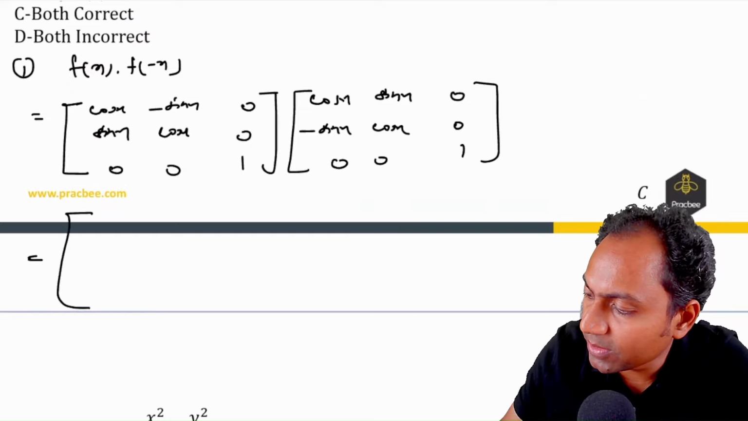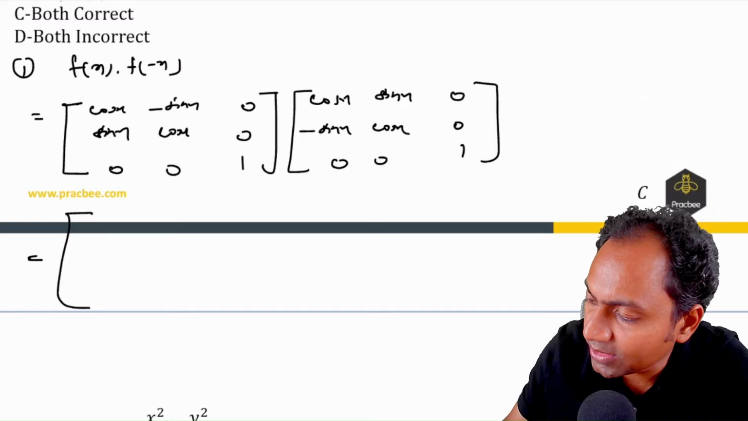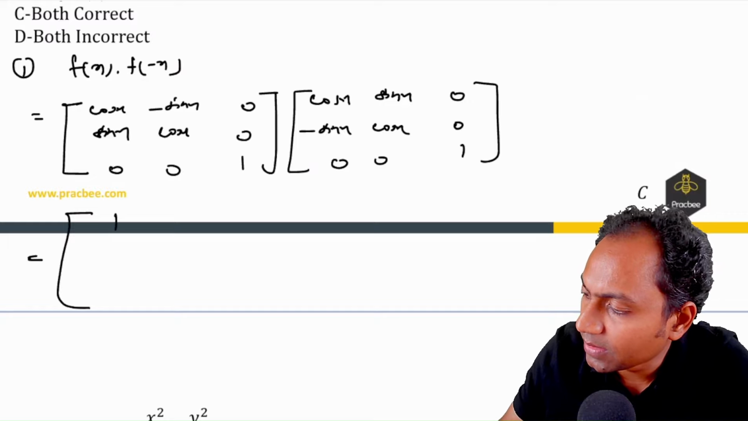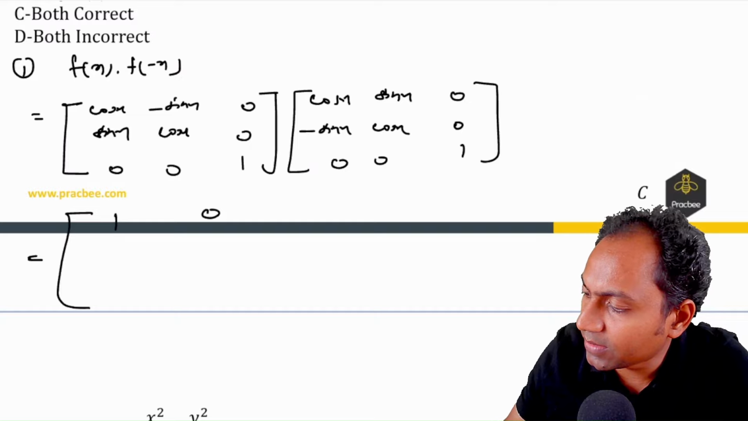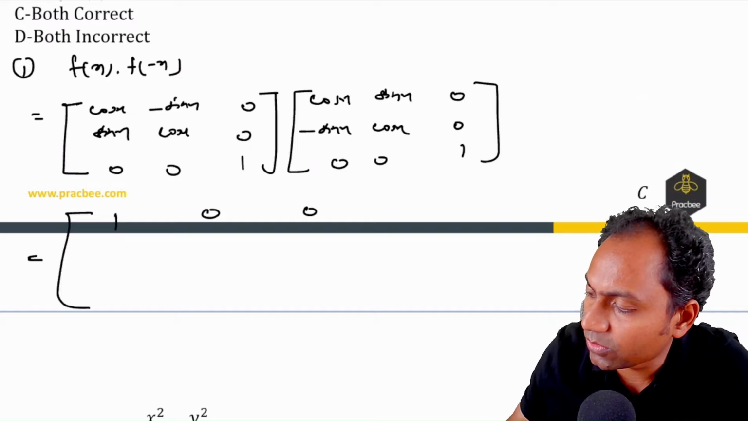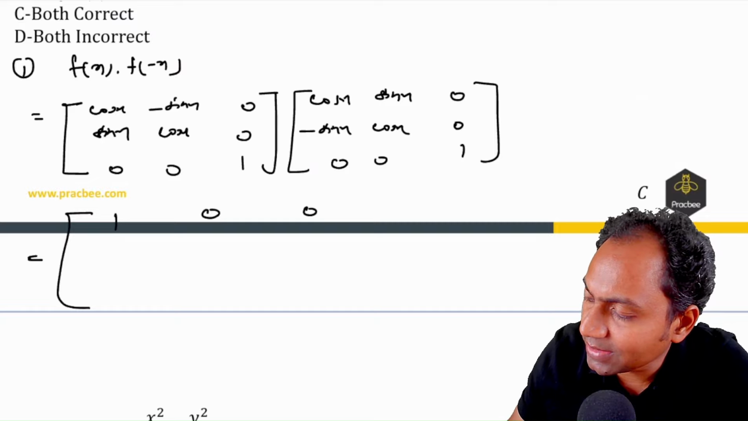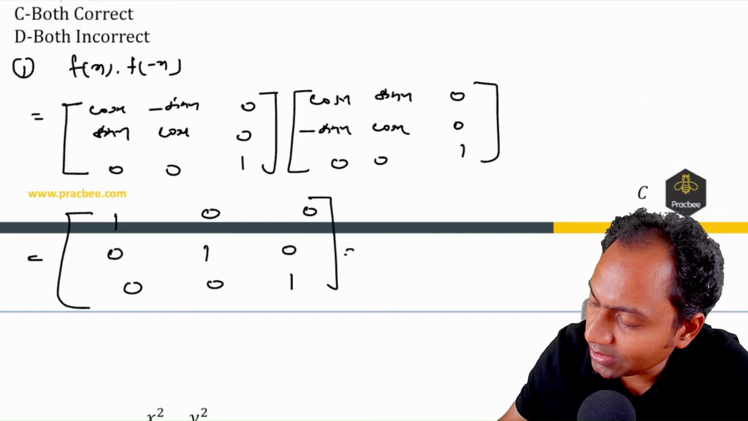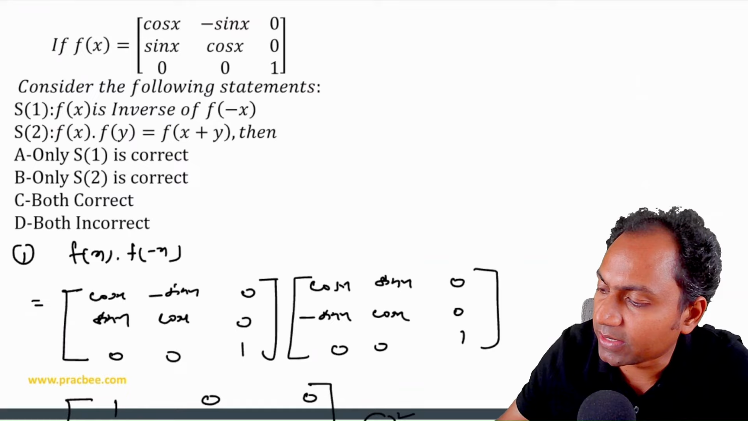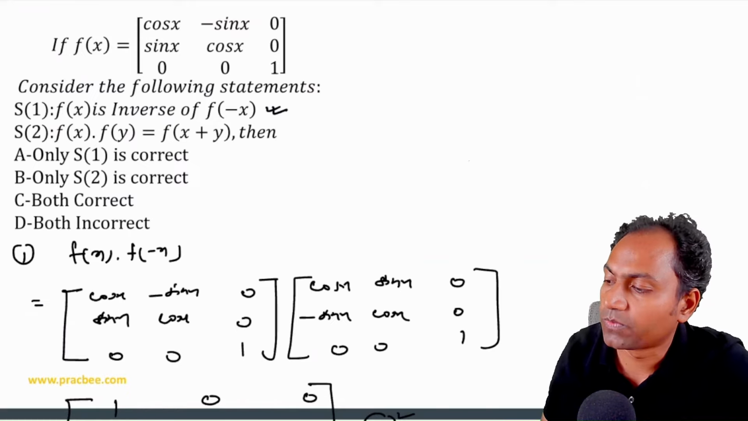If I multiply the first part, it is cos²x + sin²x, this becomes 1. The next part will become 0. Then again, if I multiply with the next part, again it becomes 0. Similarly, if I multiply the second row with the first column, it becomes sin x cos x − cos x sin x, again 0, then 1, 0, 0, 0, 1. You can see that you are getting an identity matrix. Hence the first idea, that they are inverses, becomes true.